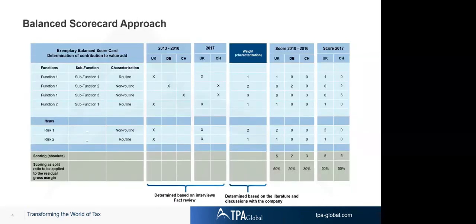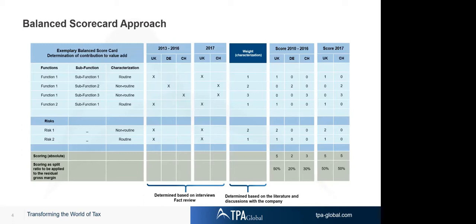So this is one approach. It's called balanced scorecard. There are other terminologies, like process contribution analysis, sometimes it is called, but you see functions, sub-functions, and the characterization. And here is a simple example, just as illustration for you.